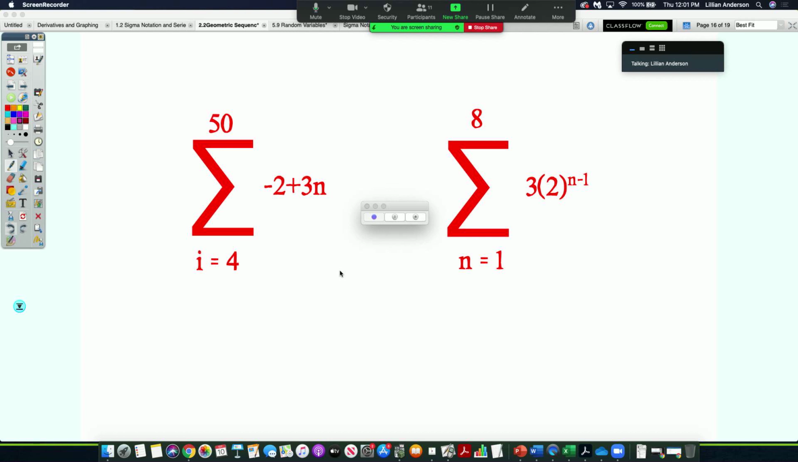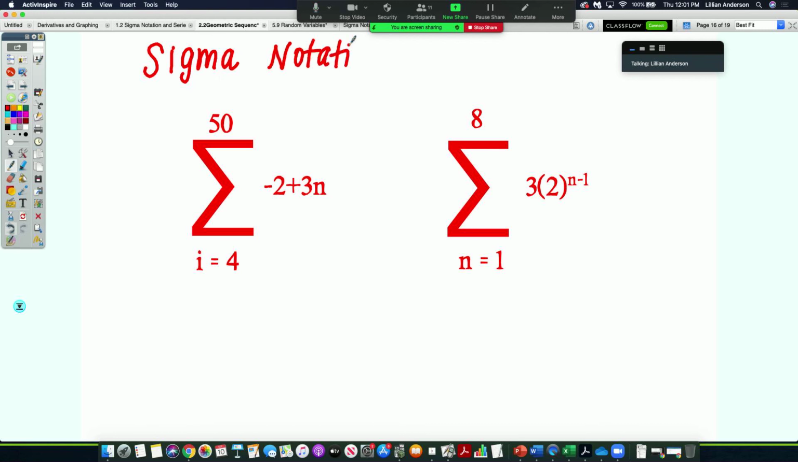What we're going to spend the last little bit of class doing is talking about sigma notation. Okay? Sigma notation. That's S-I-G-M-A notation. And that's what you see on this slide right here. Sigma notation is a way to represent the sum of a series.